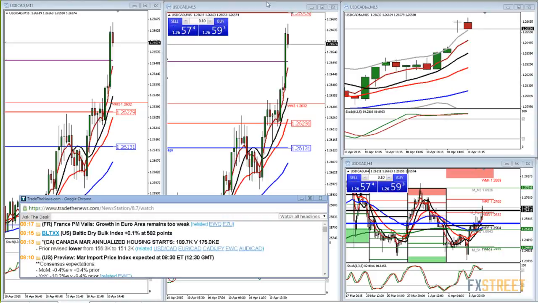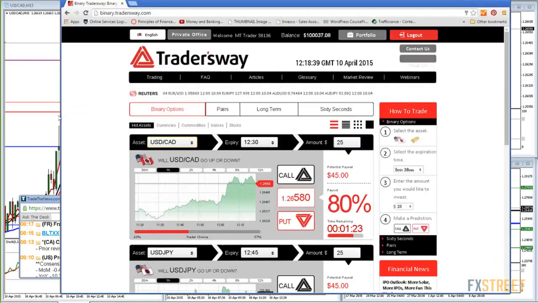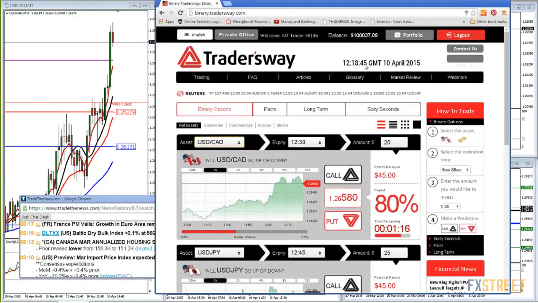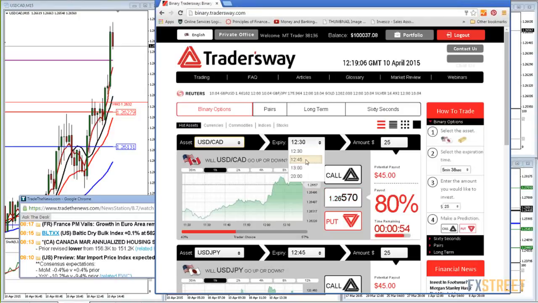So if you're going to trade a binary, it looks like this. They have a clock here because you need to know when it expires. So I have it set on USD CAD. If you think it's going to go up, you put a call. If you think it's going to go down, it's a put. This is when it expires. So it expires at 12:18, in just a few minutes, right? Or you can say, at 12:45. So just about a half an hour from now, you could say price will be higher or price will be lower.